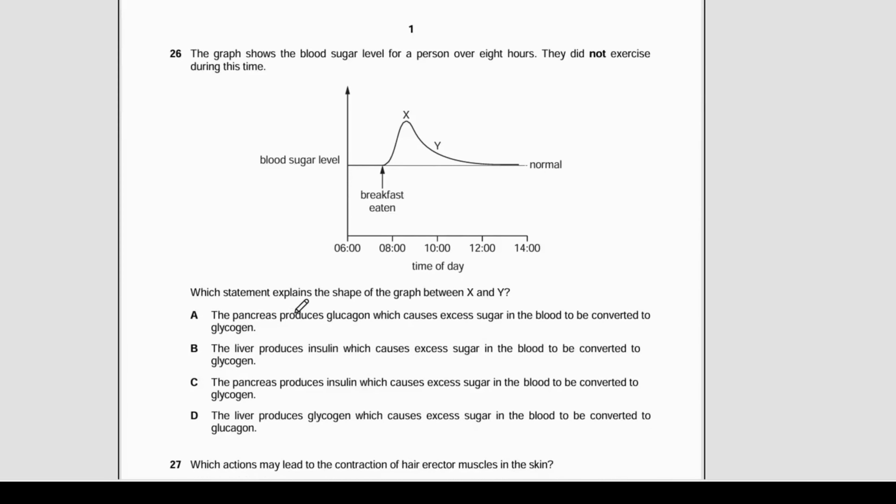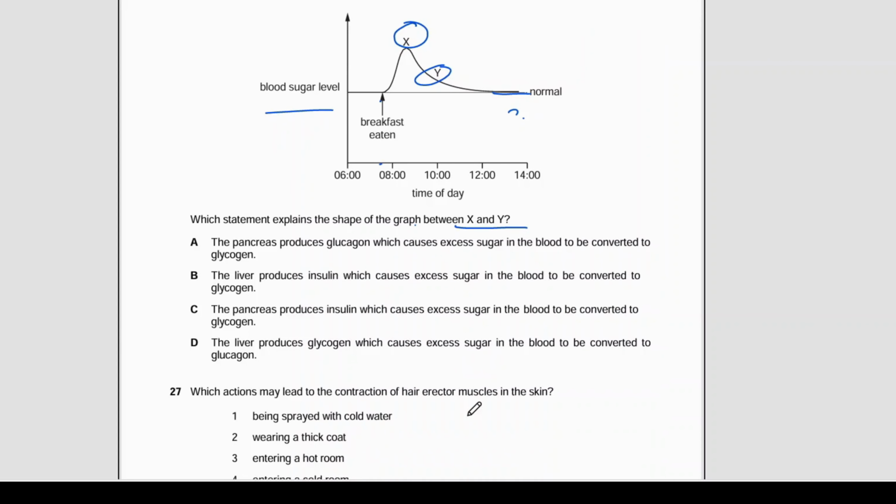26. The graph is shown, okay, for 8 hours. They did not exercise at all, and this is their sugar level. At X, the sugar level is high, and this is Y, and this one is the normal value. So after taking breakfast, let's say around 8, and this is at 10. Okay, which statement explains the shape of the graph between X and Y? So between X and Y, the glucose level is decreasing. It means which hormone is released? Insulin is released. And which causes what? Turning to glycogen. So C is the answer.